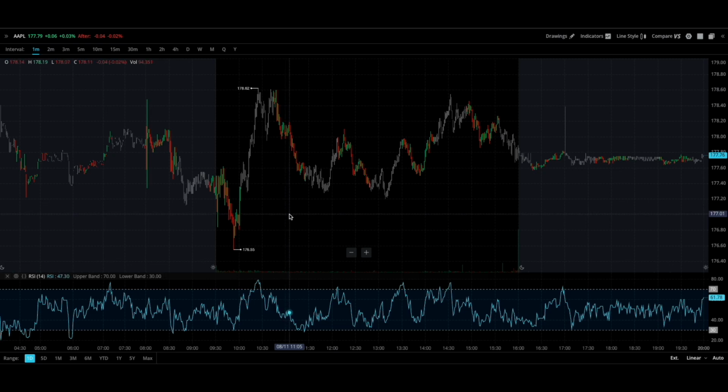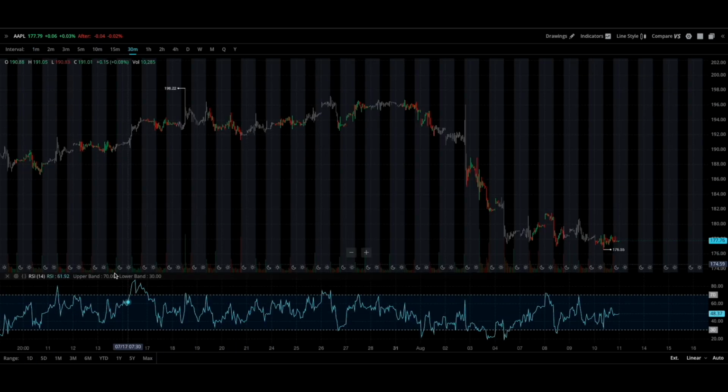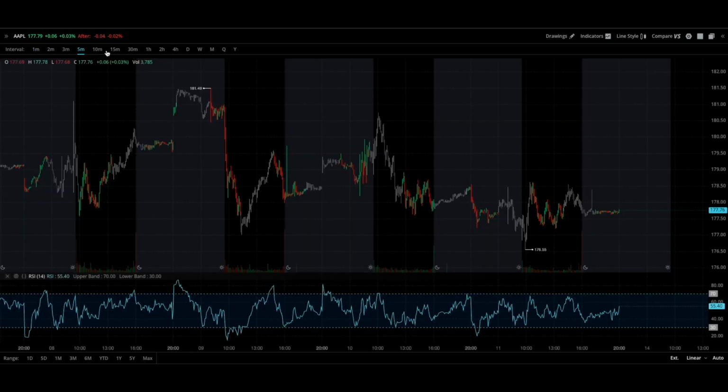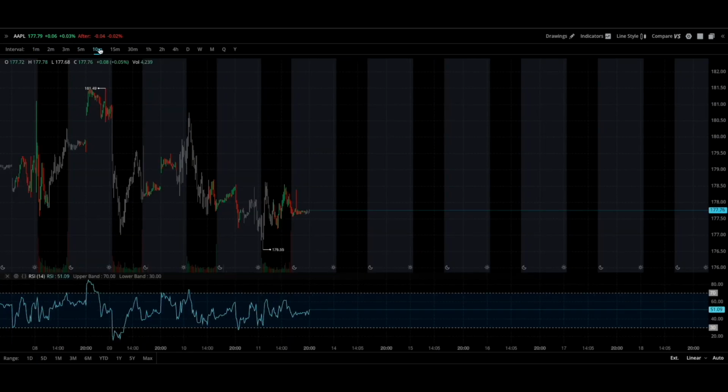I want to break down Apple today. This is the intraday 1 day. Let's bring it up on the 30-minute chart, just on the 1 day. And moving forward, you can just see that we are stuck in this consolidation area of 176 to 178.